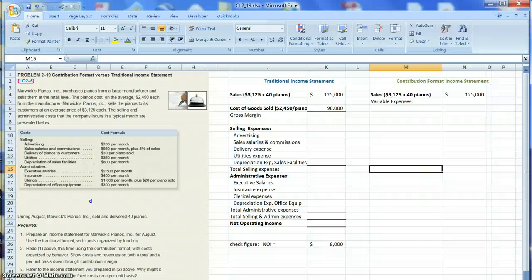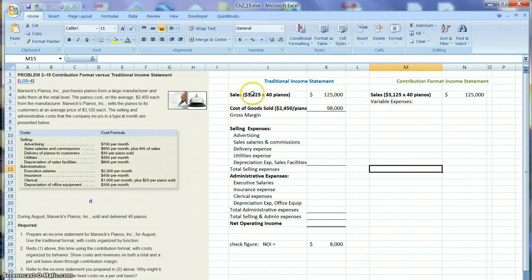In this problem, we are going to focus on taking a traditional income statement, as you learned in your prior course, and converting it to a contribution format income statement, which we'll be using for future chapters as well, as this is the core of the course.